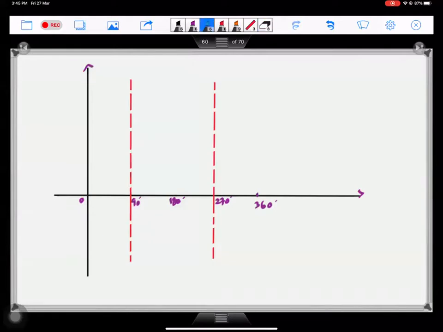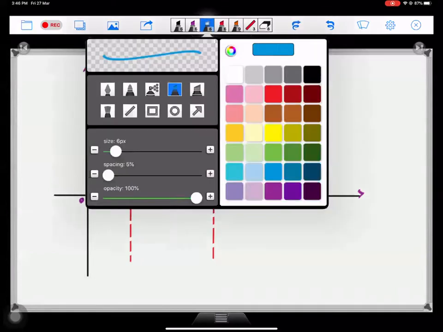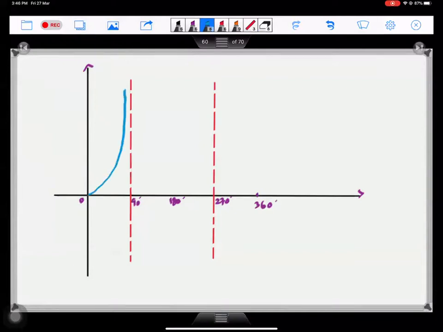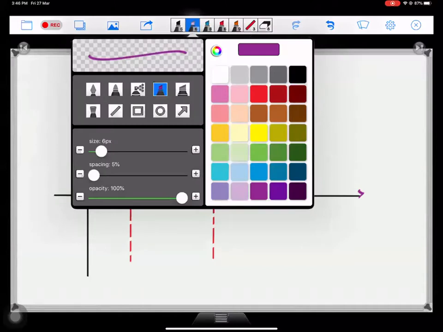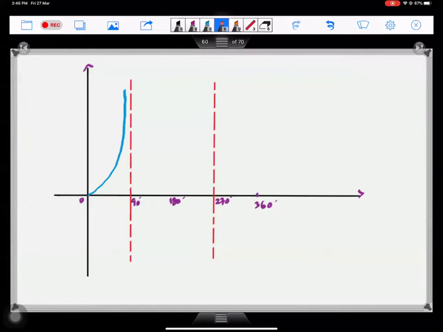The rule is between 0 to 90, the graph goes like this. This is still thin. The graph goes like this. Between 90 and 180, the graph goes like this. Between 180 and 270, it's like this. And between 360 and 270, it's like this. So the blue is one cycle. It's a broken cycle.